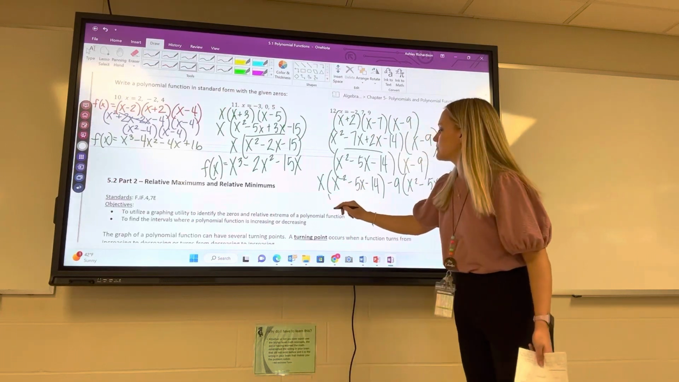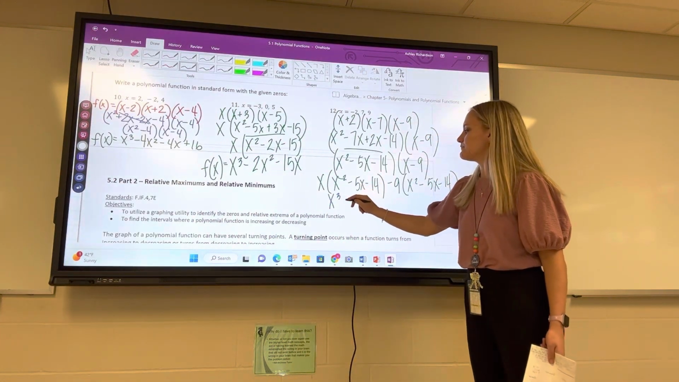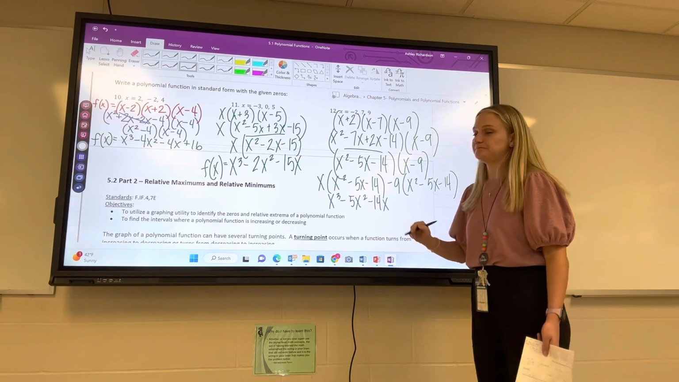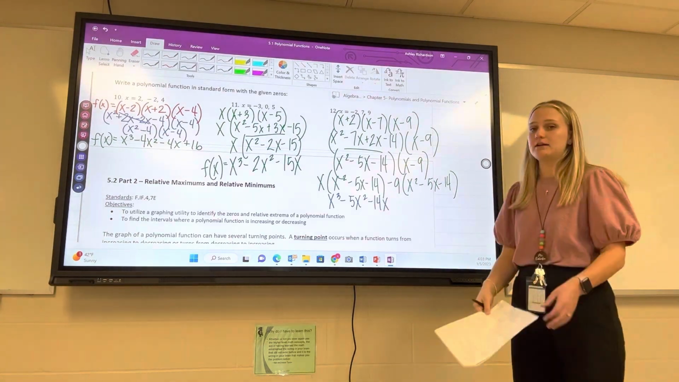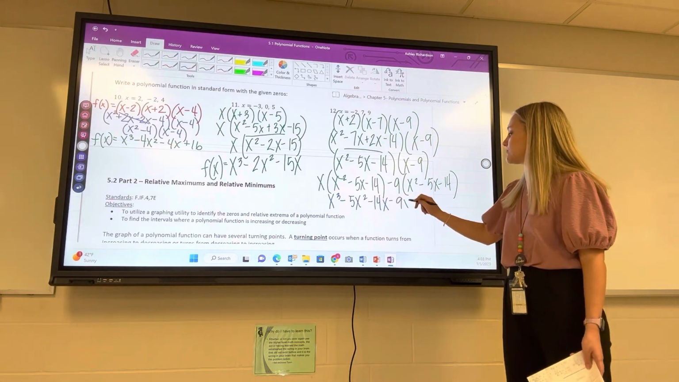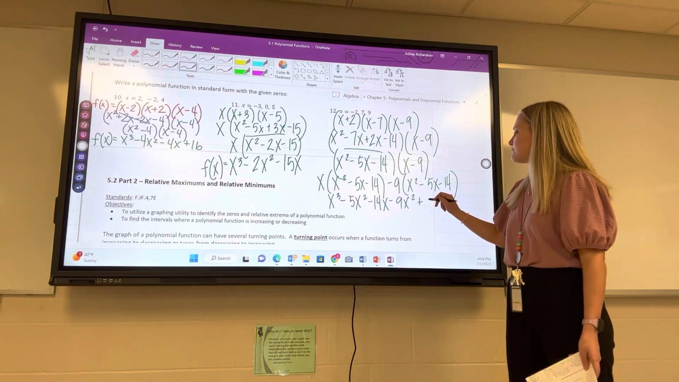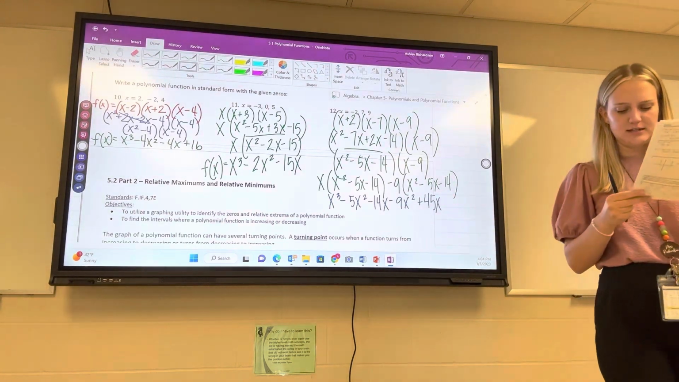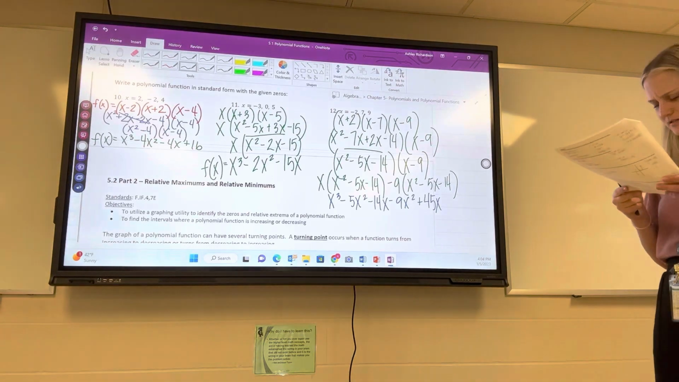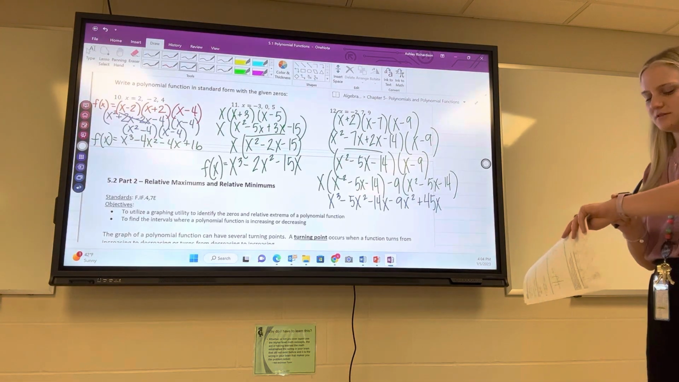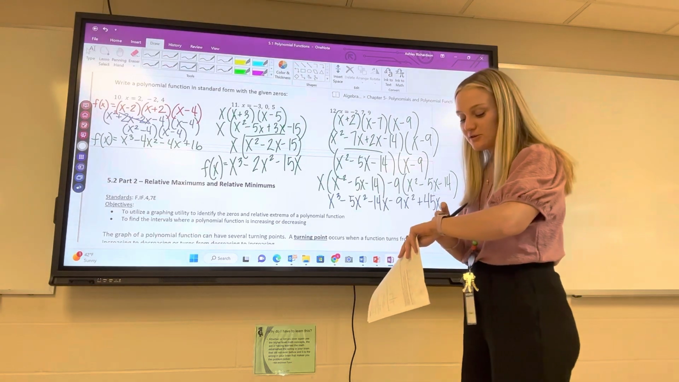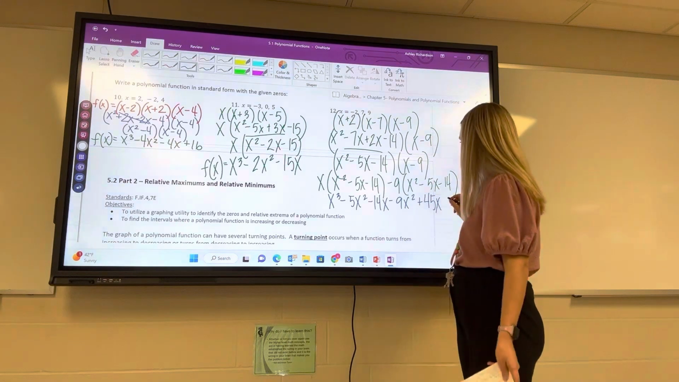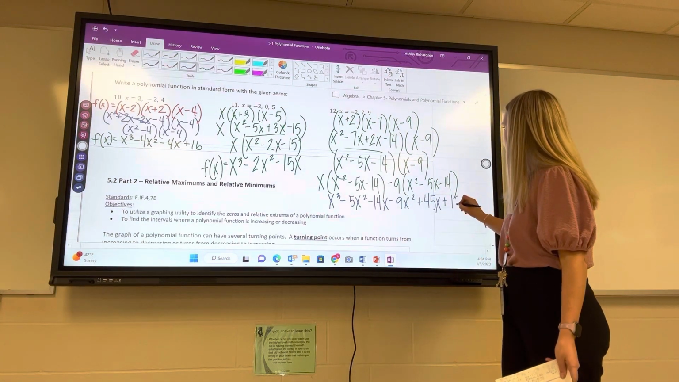So x times x squared is x to the third. X times negative 5x is negative 5x squared. X times negative 14 is negative 14x. And then I'm going to distribute this negative 9. Negative 9 times x squared is negative 9x squared. Negative 9 times negative 5x is 45x. Negative 9 times negative 14. I don't know what 9 times 14 is. I thought I had it written on my paper and I didn't, so I'm going to use my calculator. 9 times 14 is 126. So plus 126.